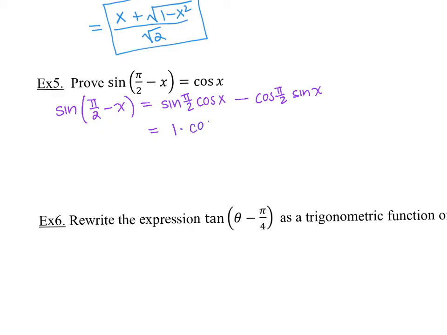Cosine of x, I have no idea. I don't even know what x is. Okay, the cosine of pi over 2 is 0 times the sine of x, which I don't know what it is. 1 times cosine x is just cosine x, and 0 times sine x is nothing. So we did in fact prove that the sine of pi over 2 minus x is equal to cosine x using the new properties that we have found.